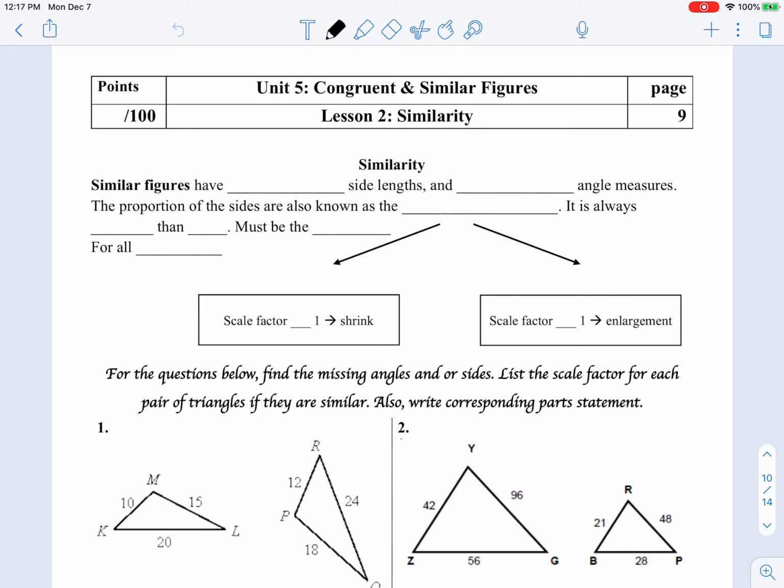All right, so this next lesson is going to be similarity. Similarity, like congruence, is extremely close or related to one another. Just similar figures have proportional sides and congruent, or equal, angle measures. The proportion of your sides is known as the scale factor.